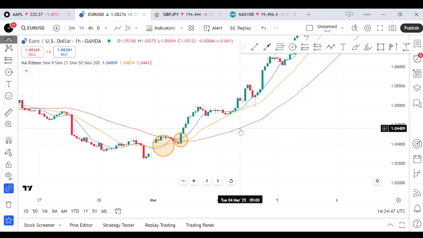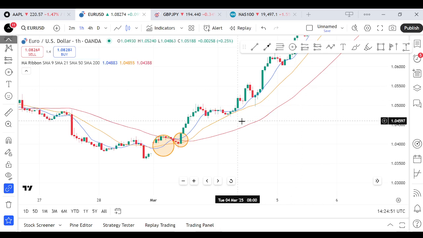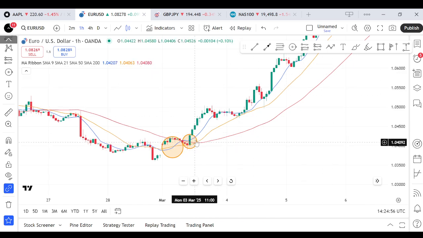Remember, the 50 period is the red moving average, the one with the red color. So we have the crossover happening right here. So we could look to take our buy entries. Now we have all moving averages aligned as they are supposed to be.